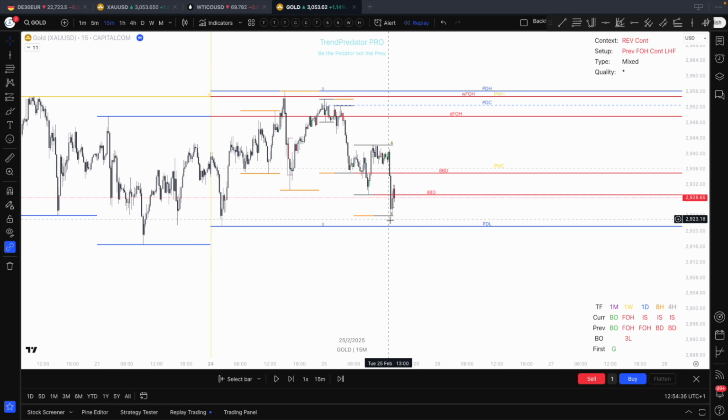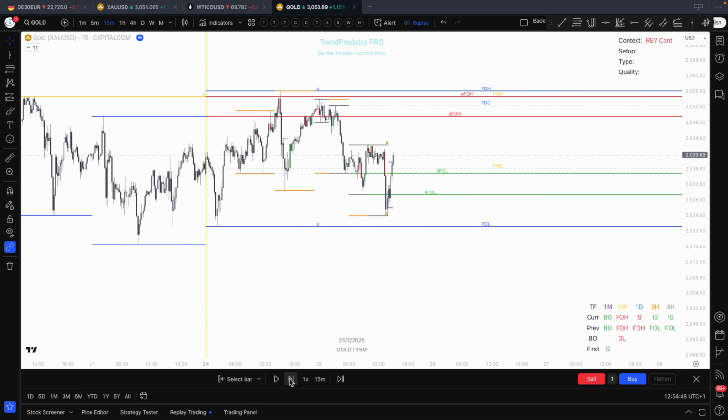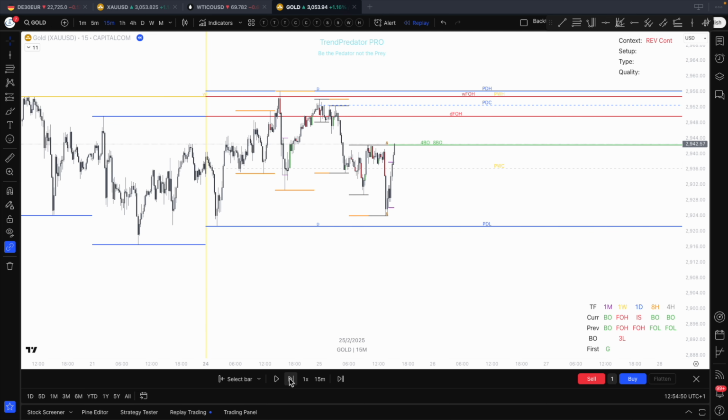So you never take a short at the beginning of the session from the low of the day. That doesn't make sense. So what are you doing? You just observe and look at what is happening. And then it starts trading here, and you see immediately into the session, it pulls up.